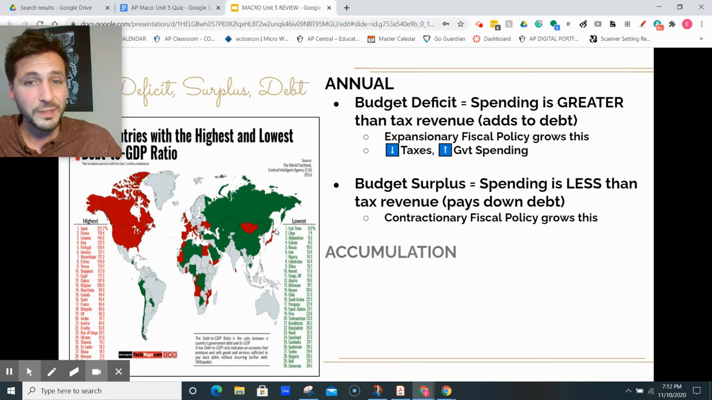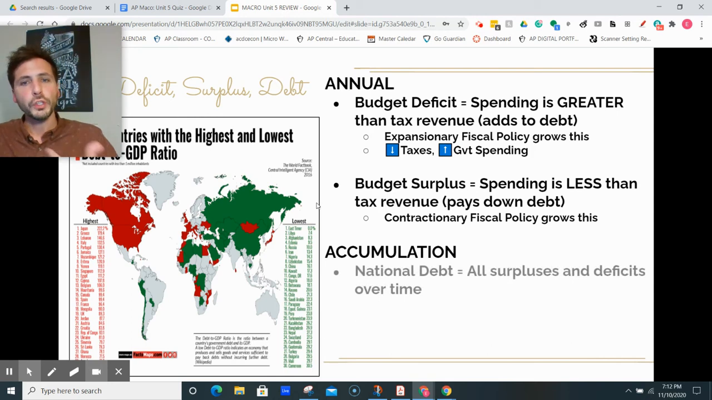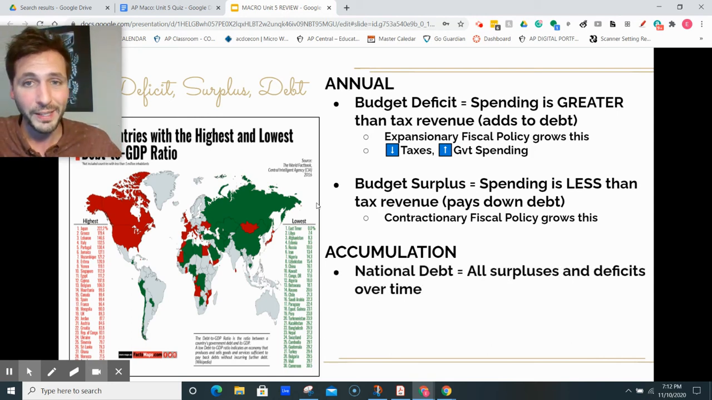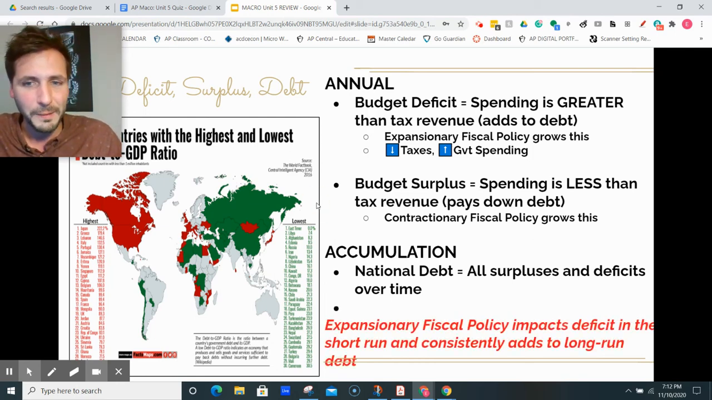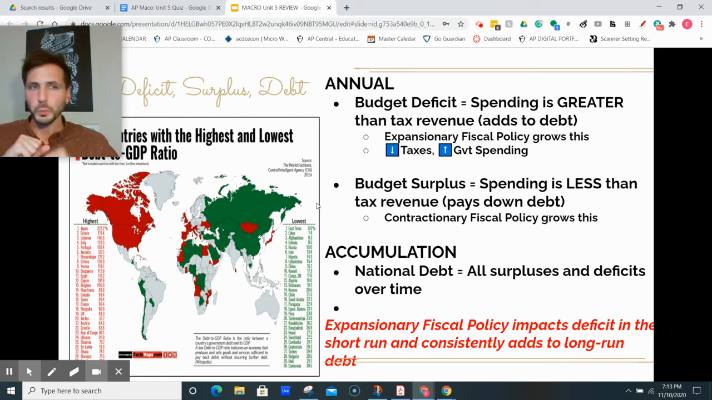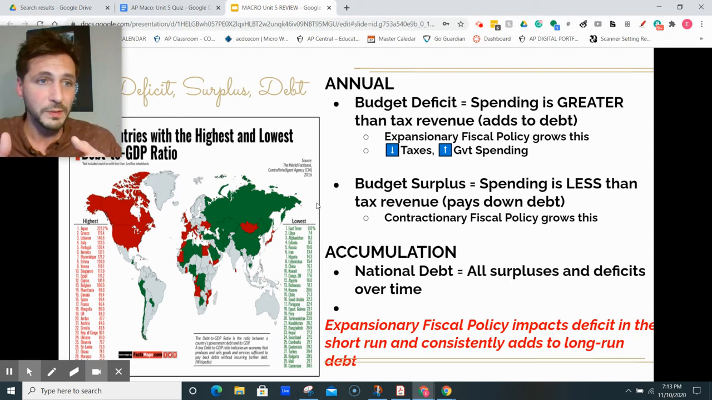So when I decrease my government spending or I increase taxes, increase in taxes is bringing in more revenue, decrease in government spending is taking down my spending. That creates budget surpluses. These things accumulate over time, creating national debt. National debt is all of the budget surpluses and all of the budget deficits since the history of the United States began, right? So remember, the big key takeaway here is whenever you have expansionary fiscal policy, whenever there's an increase in government spending, decreases in taxes, it creates short run deficits and adds to long run national debt.